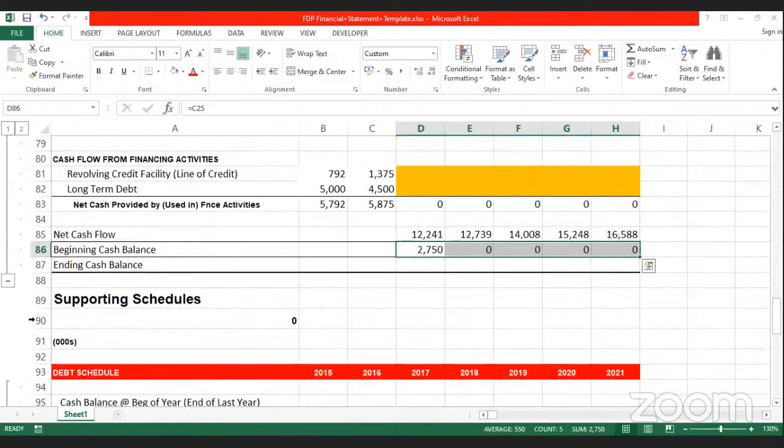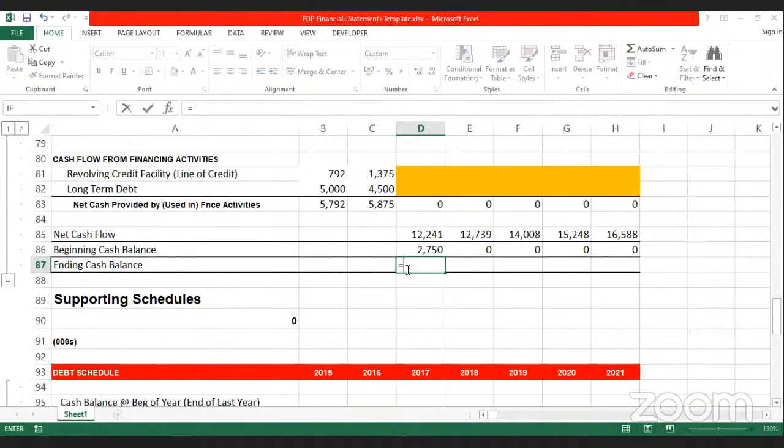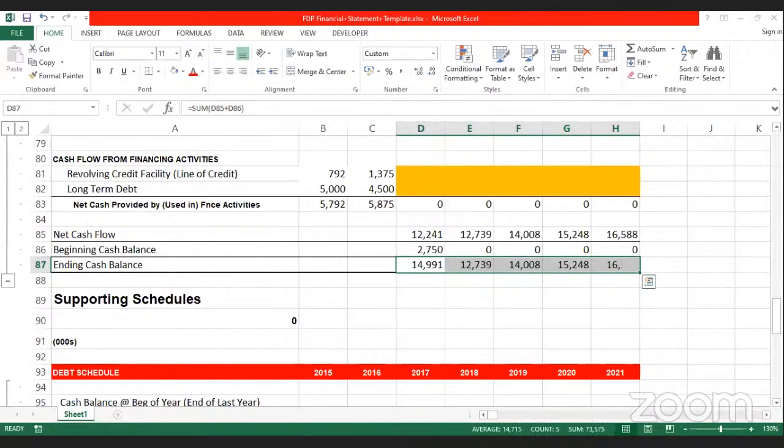Okay, now what is ending cash balance? Ending cash balance means, when I close my books of account, what will be my cash balance? So it is equal to the sum of net cash flow plus your beginning cash balance. Okay, enter. I'll again drag this. Okay, Control R.